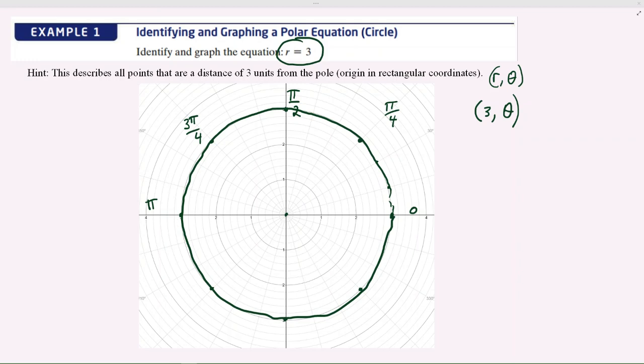This also means that if I wanted to convert this equation to rectangular coordinates, then we know that r squared is equal to x squared plus y squared. So let's square both sides of this so we can substitute for r squared. So I'm going to now substitute for r squared, x squared plus y squared equals 9. And this is your circle with the radius of 3.